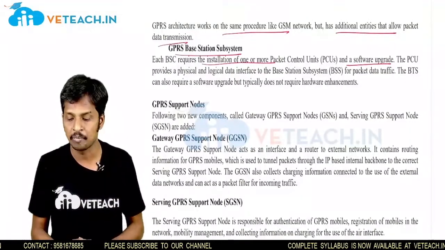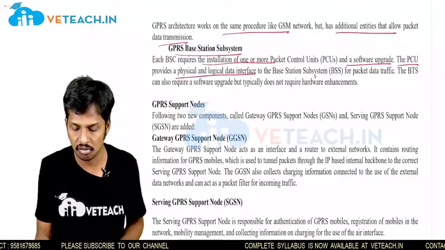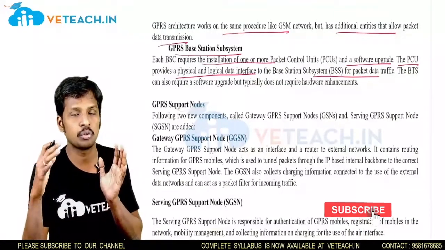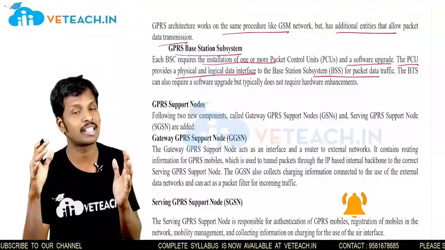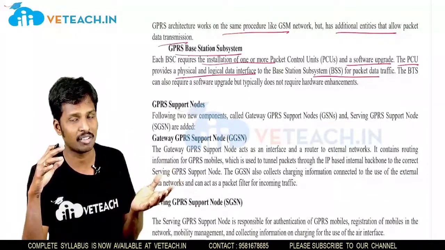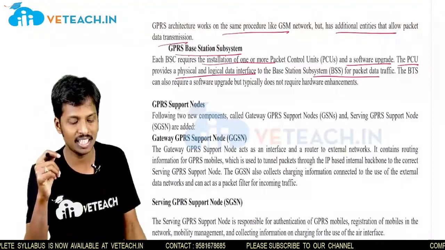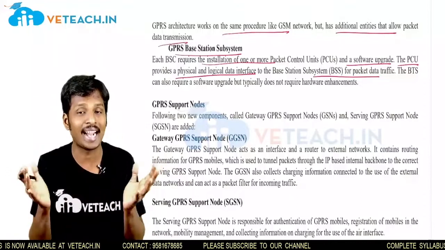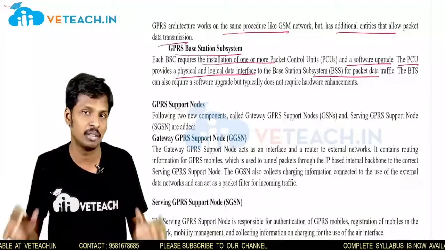and then a software upgrade. The PCU provides a physical and logical interface between the base station subsystem and packet data traffic. The base station subsystem receives the data in the format of electromagnetic waves, while packet data traffic will be in the format of packets. What this PCU is going to do is provide an interface between these two, because these two understand data in different formats. So it's going to act like an interface between them.